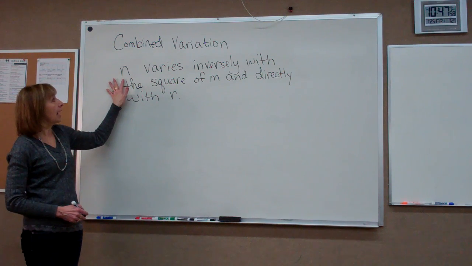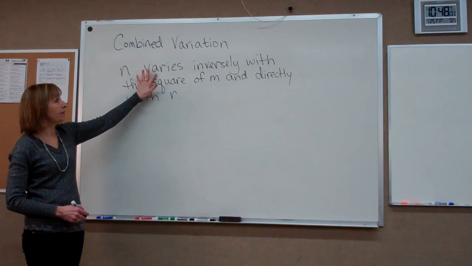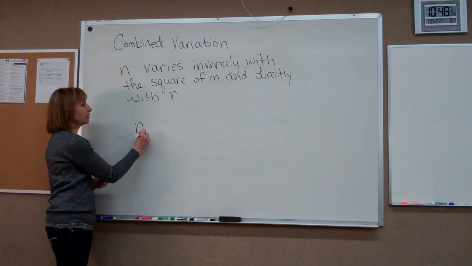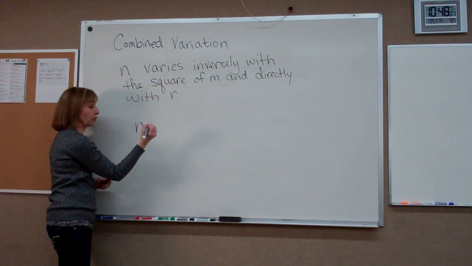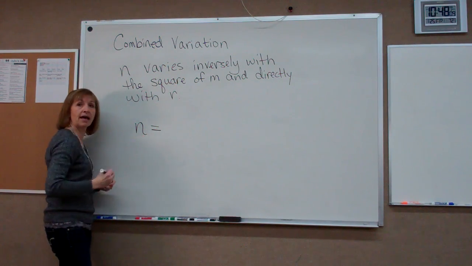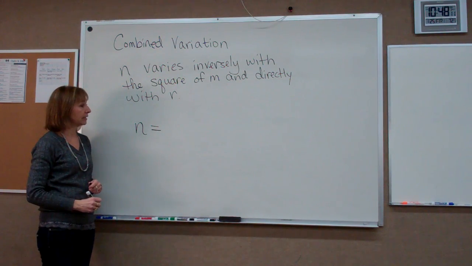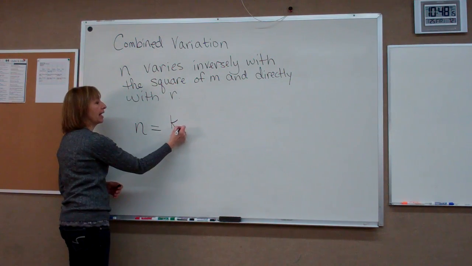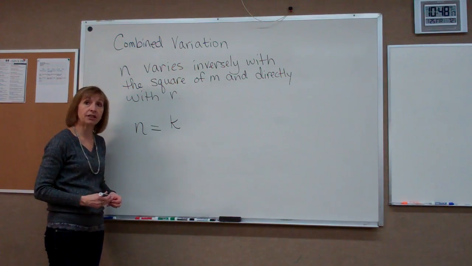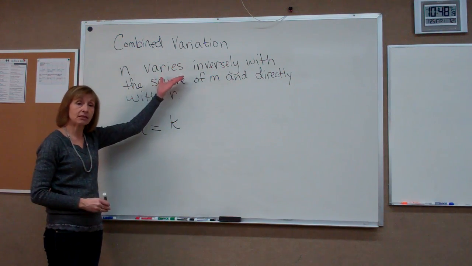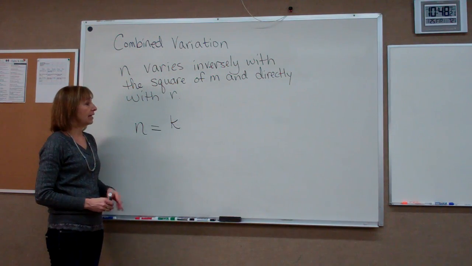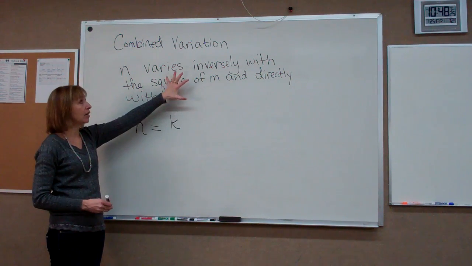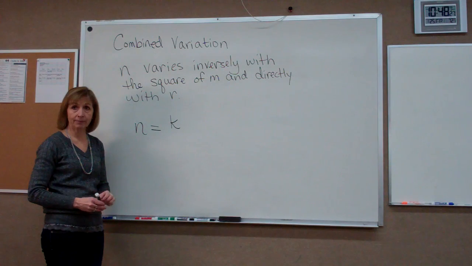So here I have my n varies, and then they give my description. So n is the letter that's before the word varies, before the description, so that's the letter that's on the side of the equality by itself. On the right-hand side, I have to remember the k, the constant of variation that's implied within these ideas of problems, and then do the correct operations within this right-hand side by the variation that's described.